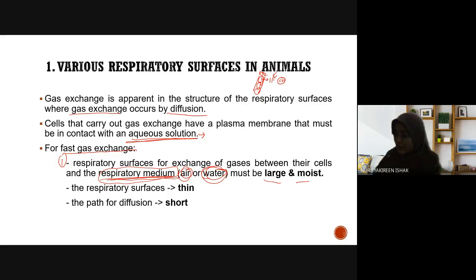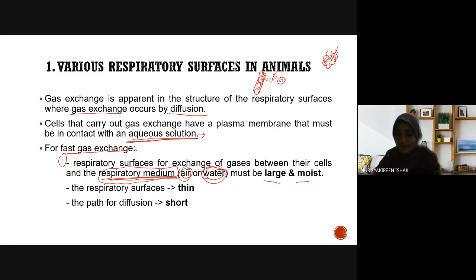That's why you have the alveolar wall. It is in the shape of like this, and then you have so many alveoli, and they are surrounded by the blood capillaries. So this is to increase surface area. The same goes for fish gills. They are moist and have a large surface, and it also applies to the skin of frogs. They must be in a moist condition, so this is to aid in the exchange of gases.